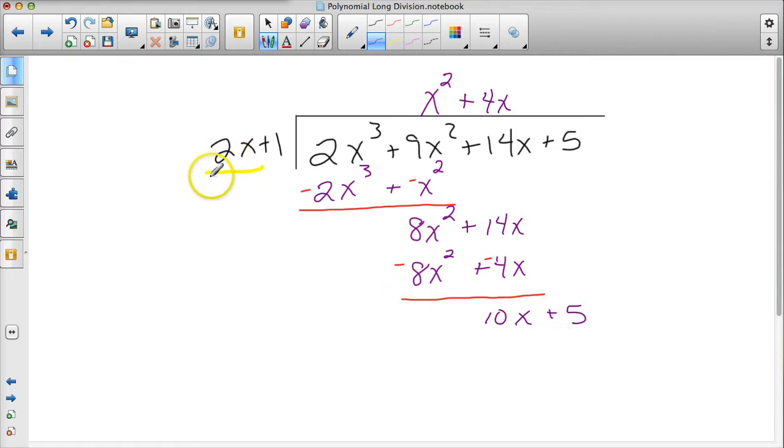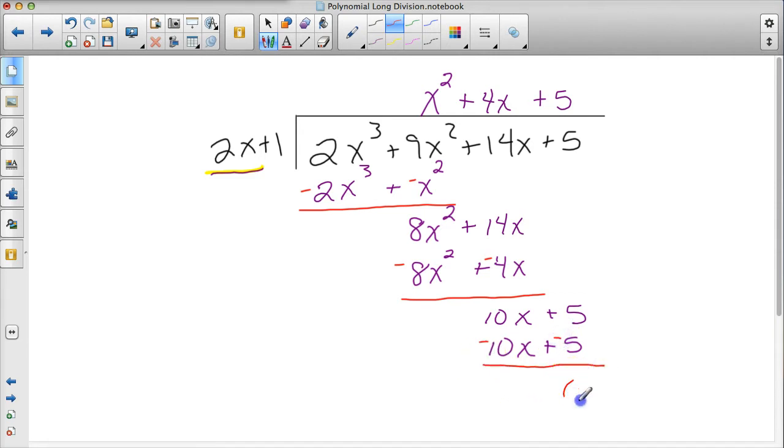I go back again to my 2x, and I ask, what do I multiply 2x times to get 10x? I hope you said that you multiply by 5. So we're going to add the term 5 to the quotient, and then multiply it by our divisor. So 5 times 2x is 10x. And 5 times 1 is 5. Again, we are going to subtract.